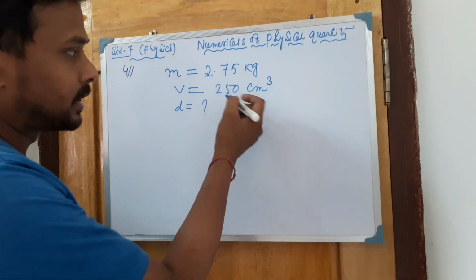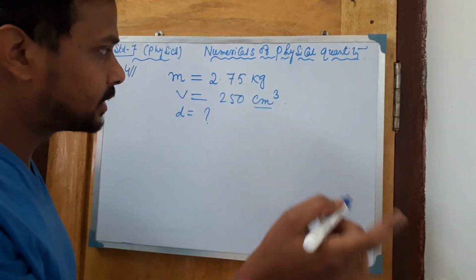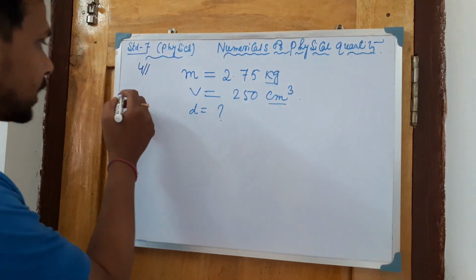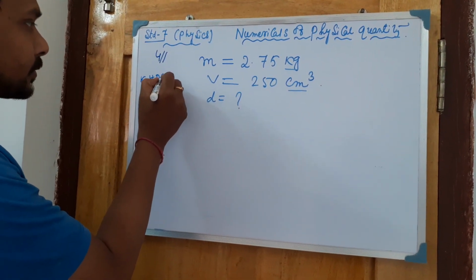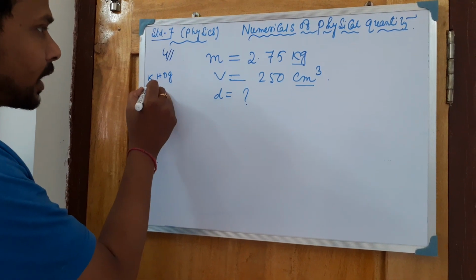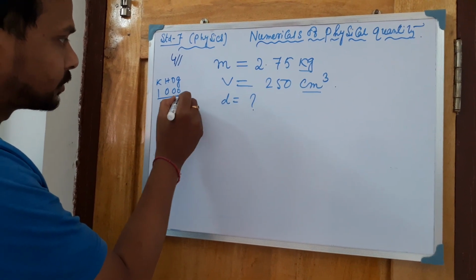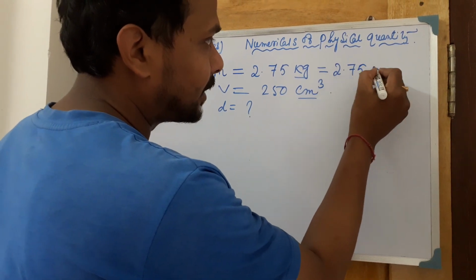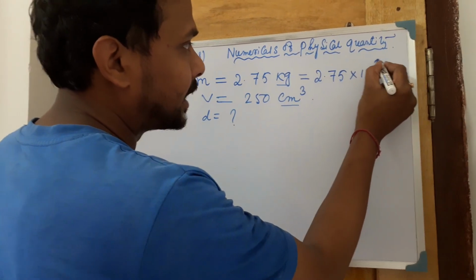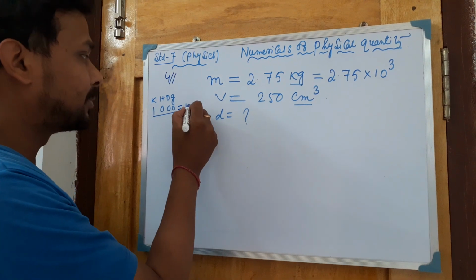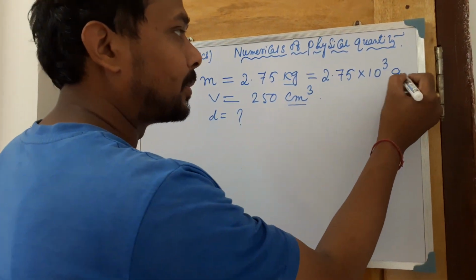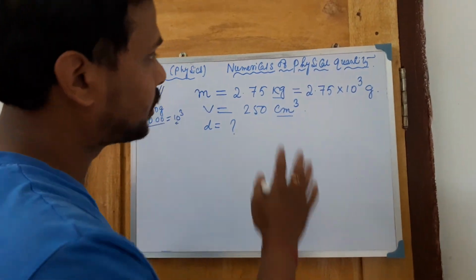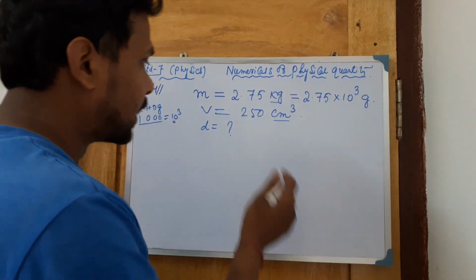Now here, the volume is given in centimeter cube, so in CGS system, but the mass is given in SI system. So you have to convert that into gram. 1 kg is equal to how much gram? 1000 gram you can write. So in this place you have to write 2.75 into 1000, or simply 10 to the power 3. 1000 means 10 to the power 3, same thing. So that much gram it will be converted, because this is the bigger unit and this is the smaller unit. So from bigger to smaller, you have to multiply by some decimals.